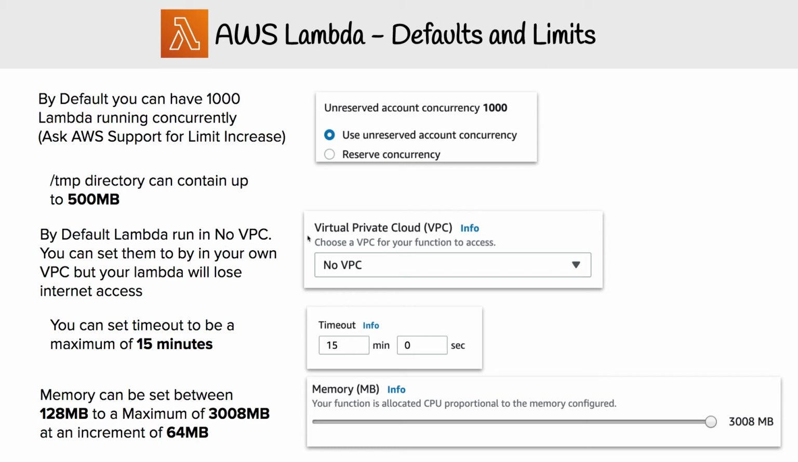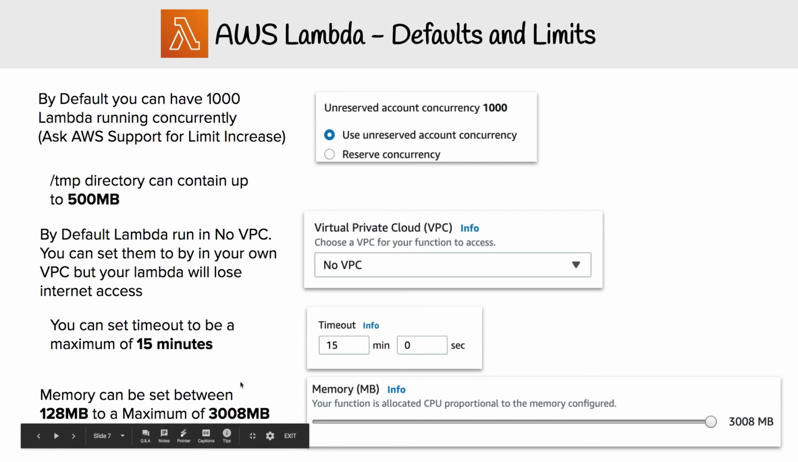You can set the timeout to be a maximum of 15 minutes. If you had to go beyond 15 minutes, then this is where you'd probably want to use Fargate, which is similar to AWS Lambda, but there's a lot more work in setup, and you're charged per second as opposed to milliseconds. But just be aware, if you need anything beyond 15 minutes, you're going to want Fargate.